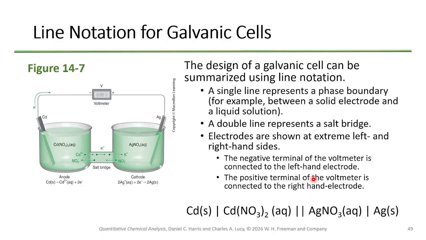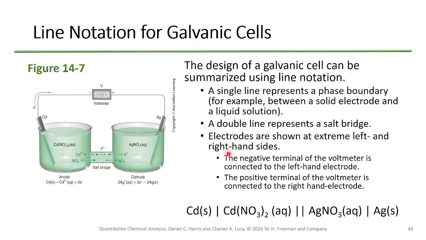And so this is some of the notation right here and how to read it. The design of a galvanic cell is summarized using what's called line notation. The single line here represents a phase boundary. So this would be between like a solid electrode and a liquid solution, but this can be any phase boundary. If you have any way of separating these at all, it's a phase boundary. You're fine. They can be liquids, they could be solids, they could be aqueous, whatever, as long as they're in different phases. You put a line right here. If it was not in different phases, you wouldn't put a line here.